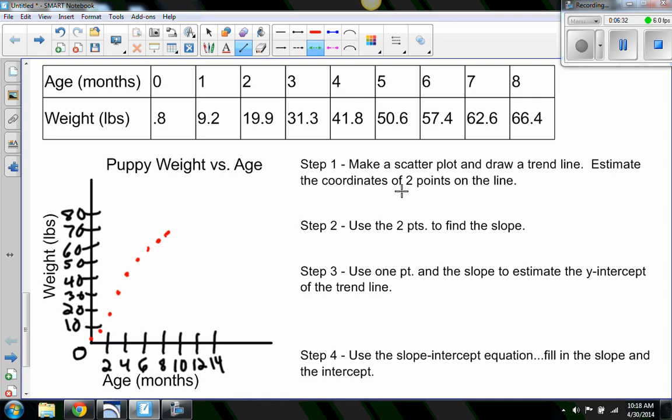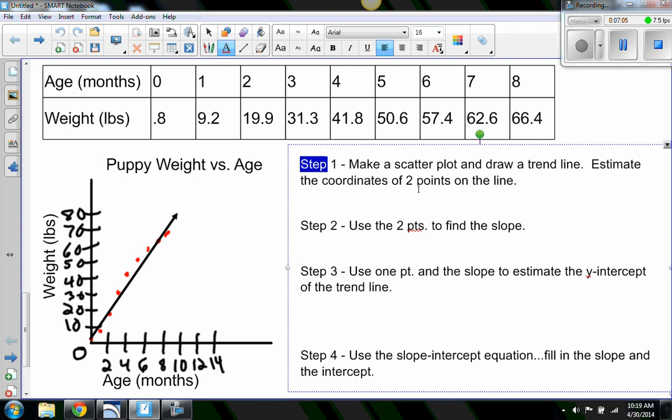So we need to go through the middle of the data, touching as many points as possible. I would say that if you go right along here, that's going to be as close to all the information as you can get, touching as many points as possible. So there's my trend line. Then the second part says, estimate coordinates of 2 points that are on the line. If you look at that line, can you find 2 points that are on the line?